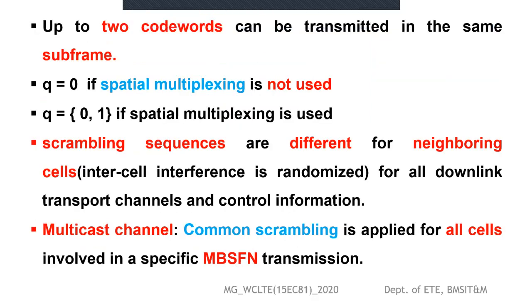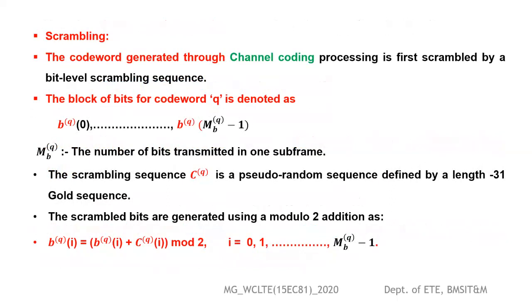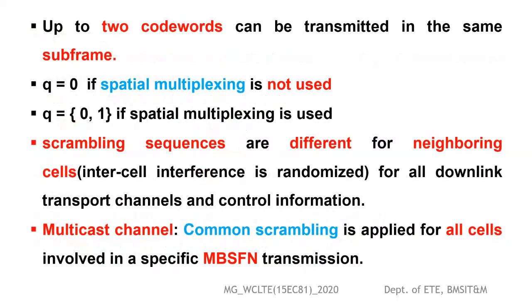As I was telling, this scrambling is done by using a pseudo-random sequence of length 31, the Gold sequence. Two length-31 M-sequences are XORed to get the scrambling sequence. So here we can use up to two code words. Up to two code words can be transmitted in the same subframe.